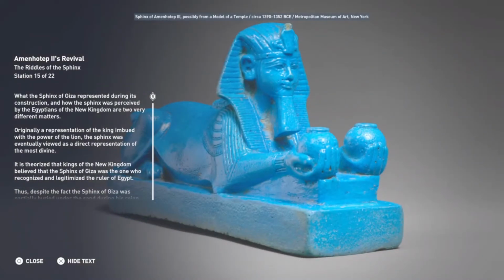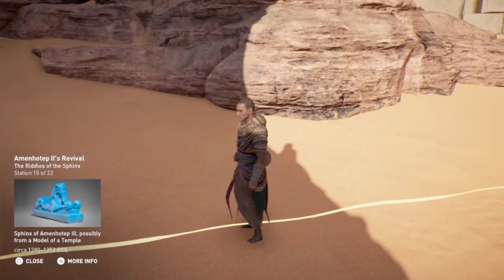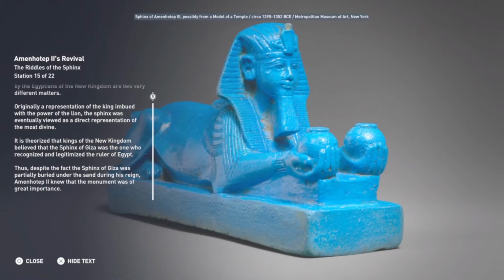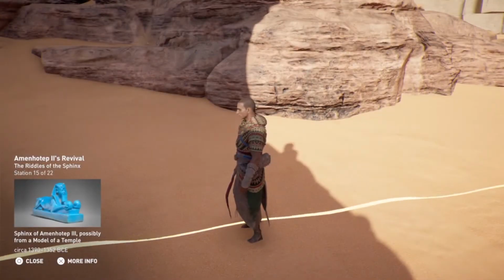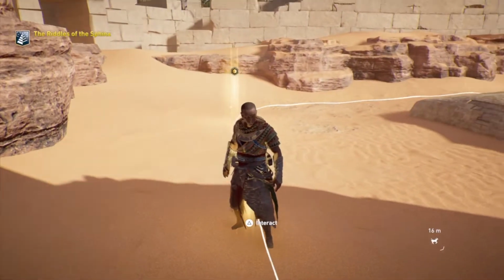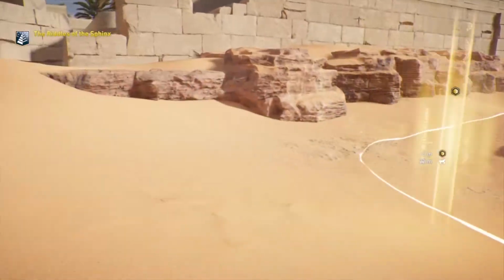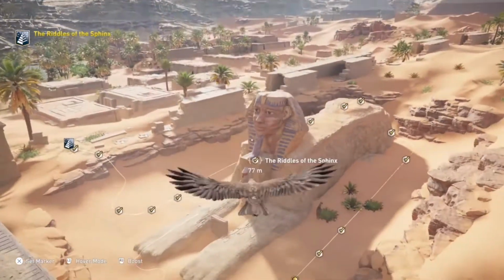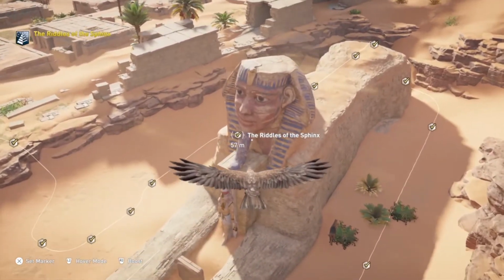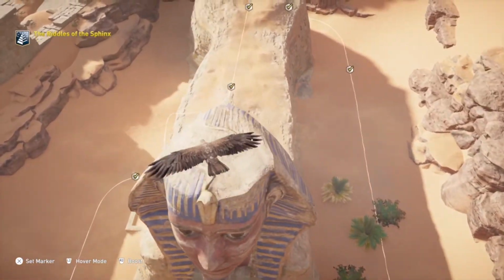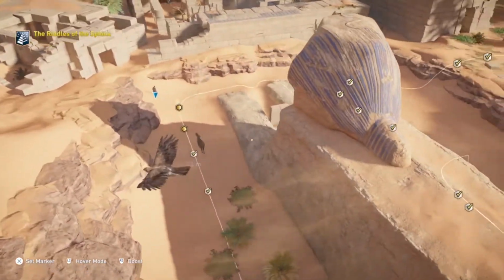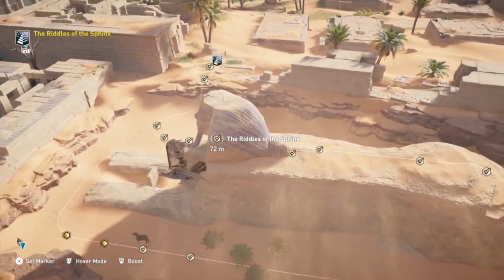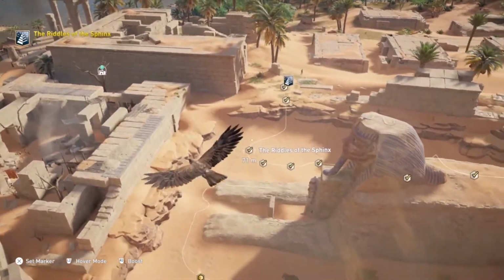What the Sphinx of Giza represented during its construction and how the Sphinx was perceived by the Egyptians of the New Kingdom are two very different matters. Originally a representation of the king imbued with the power of the lion, the Sphinx was eventually viewed as a direct representation of the Most Divine. It is theorized that kings of the New Kingdom believed that the Sphinx of Giza was the one who recognized and legitimized the ruler of Egypt. Thus, despite the fact the Sphinx of Giza was partially buried under the sand during his reign, Amenhotep II knew that the monument was of great importance.